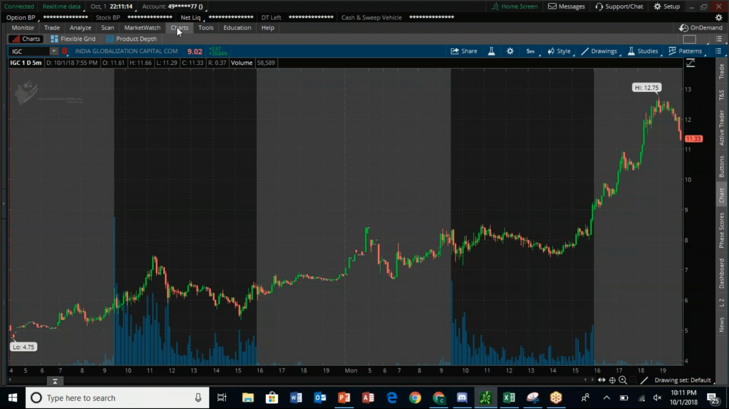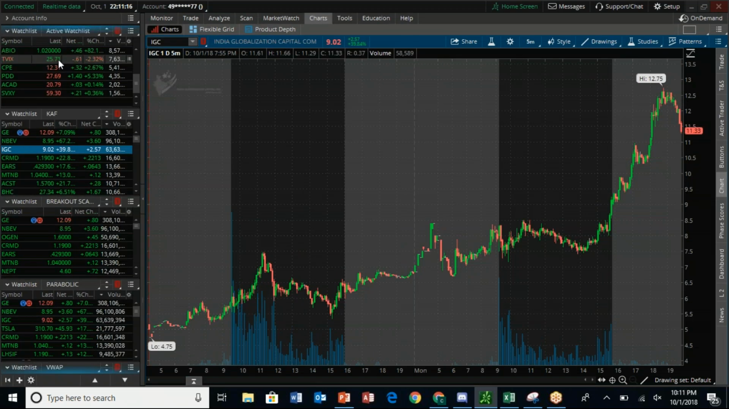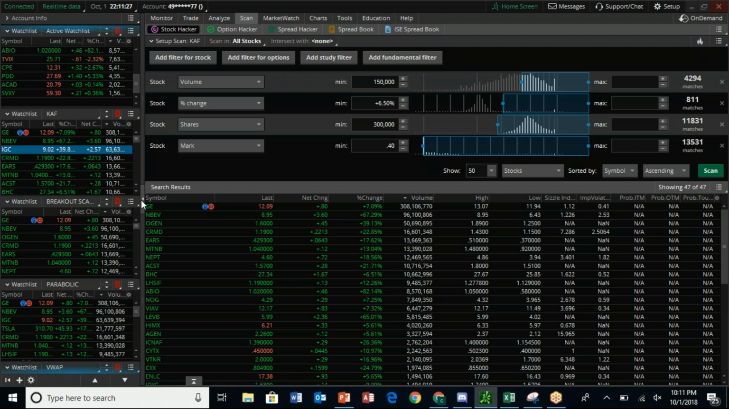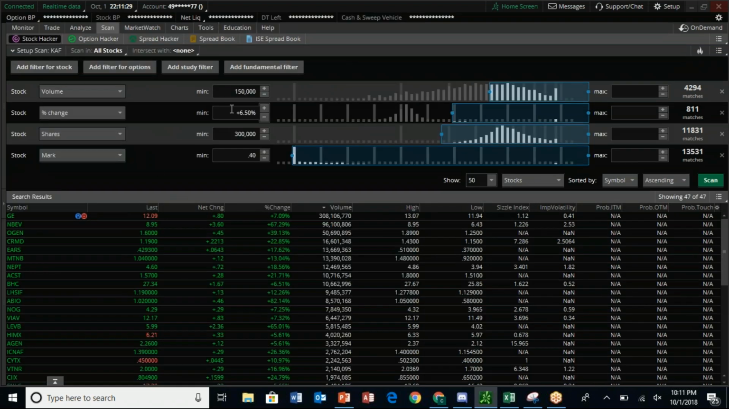And then if I go over the charts and look at this, you have your active watch list, which is something that you do manually, but then I have CAF, breakout, and then parabolic. So you can see that that CAF one is my go-to. And it's not that much. It's not that significant of a change.